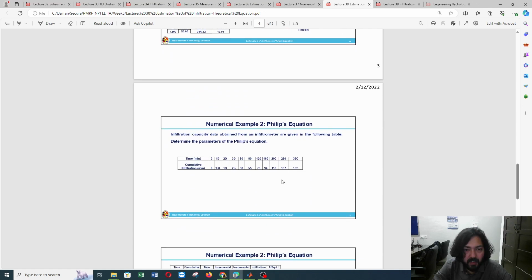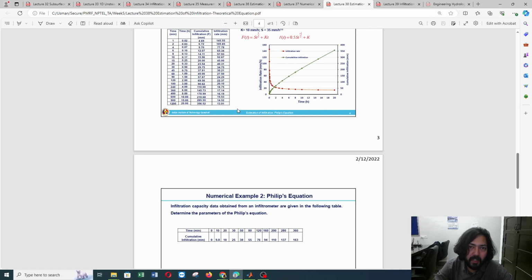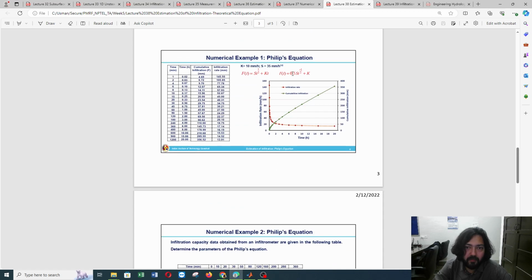This is another example, given by Phillips equation. Here they have mentioned time and cumulative infiltration, right? And what they have asked us is to determine the parameters. Now this is completely opposite of this. Here they have given the parameters and asked us to derive the infiltration rate and cumulative infiltration. In this equation they have done completely the opposite. They are asking us to get the value of the parameters.